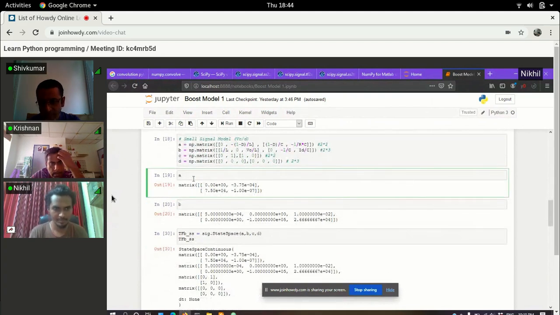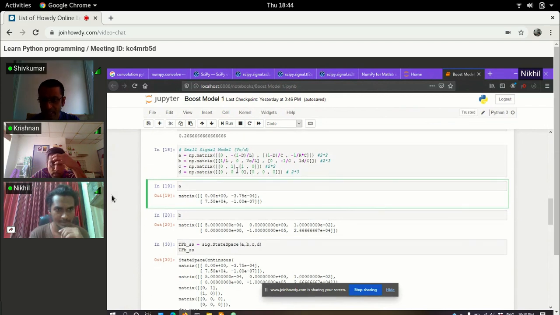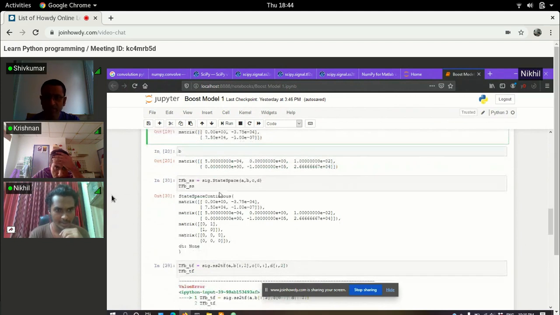See, you see state space continuous. There is a 0 in the diagonal. If you look at the out 30, you see element 1,1 of the very first matrix, which is A, is 0. So your A matrix is singular, which means the inverse does not exist. Okay. So if you try to compute A inverse, you will have a problem.